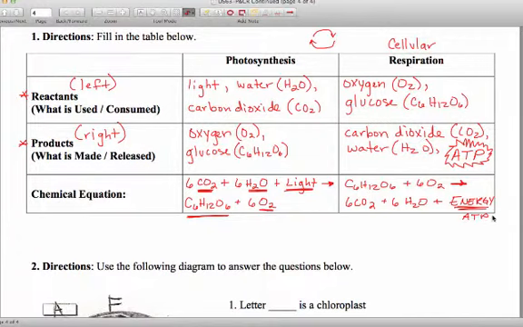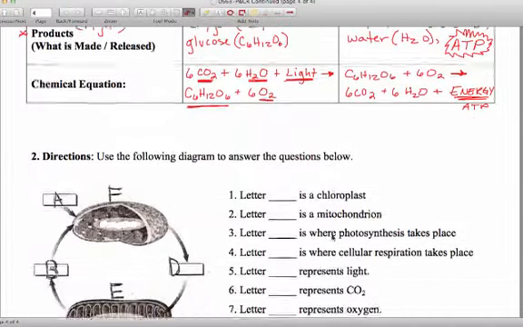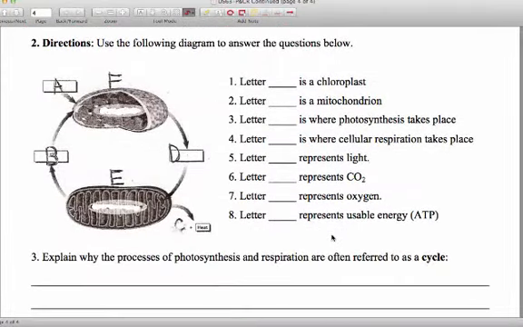All right, now that we have that, we're going to use this chart to help us fill in the diagram below. So looking at number 2, it says use the following diagram to answer the questions below. So looking at number 1, it says letter blank is a chloroplast. Now just to remind you, a chloroplast always looks like a little biscuit that has 2 membranes, and then inside the biscuit we have little stacks of cookies that look like this. So you're always looking for a picture that looks something very similar to this picture. And if I look here, I see that this definitely looks like that. So F is going to be the answer to number 1.